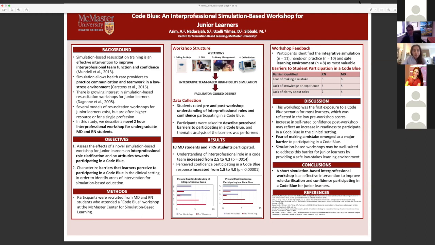Great. Aaron asks a question. Did you notice differences in pre-post confidence level depending on level of training? So the level of training was fairly uniform, especially for the medical students. Almost all of them were second year medical students, or early in third year without a lot of clinical exposure. So there weren't really many differences to notice there.